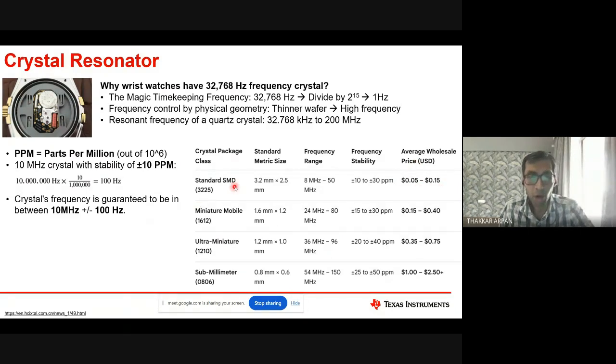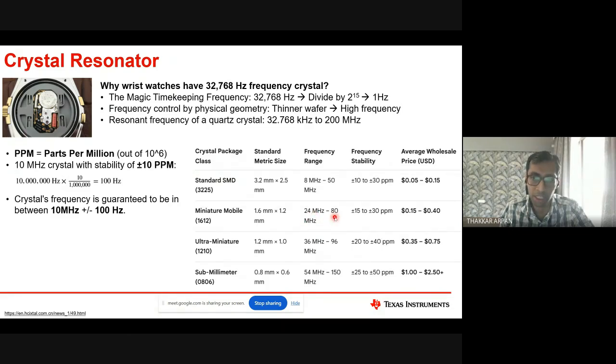Okay. Now, if you see inside miniature mobile, mobile also will have crystals, right? So if you see ultra, miniature, and these different packages, basically the dimensions are shrinking from top to bottom. Whenever dimensions are smaller, you can achieve higher and higher frequencies, but smaller crystals cannot generate low frequencies.